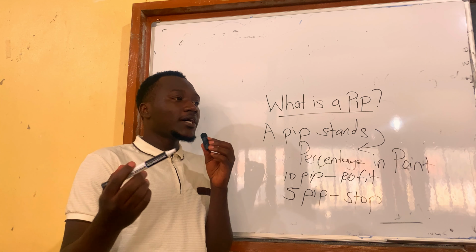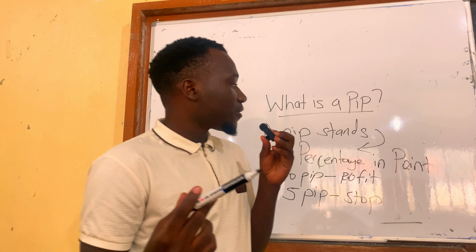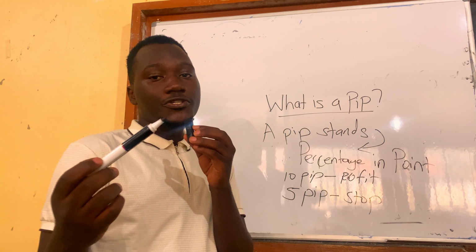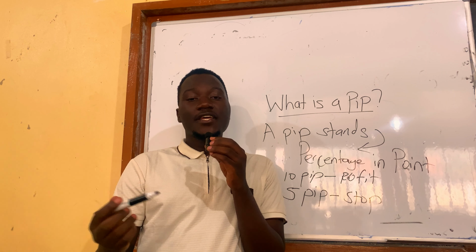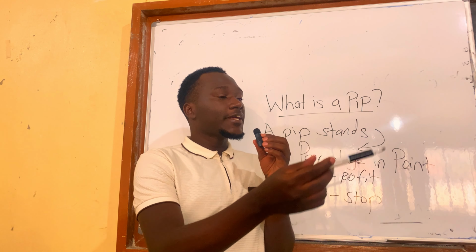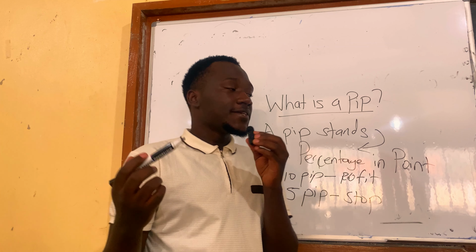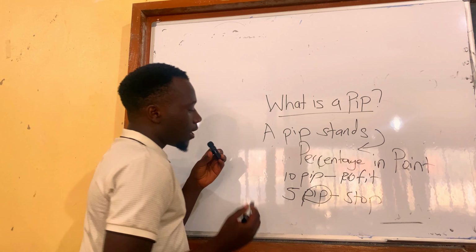Because look at it in any other arena, in every other aspect of life. When we are measuring, let's say sugar, we use kilograms, right? When we are measuring distance, let's say a car has traveled 10 kilometers, we use kilometers. It's the same thing that applies in forex, but now we are going to be using the word pip.